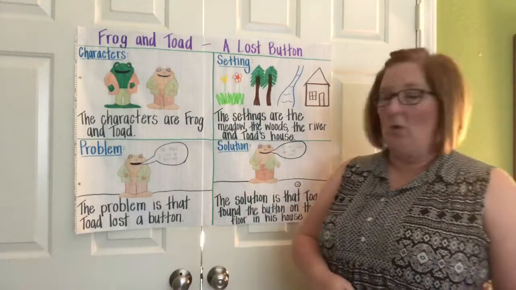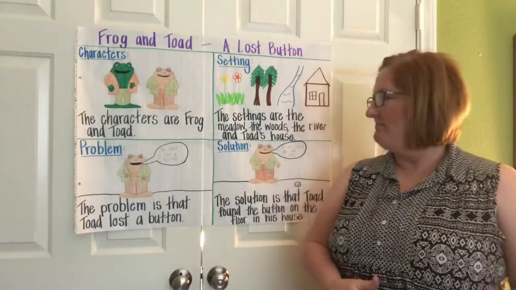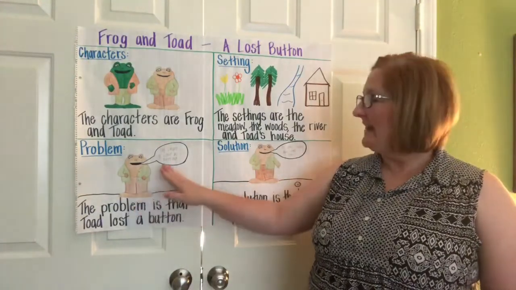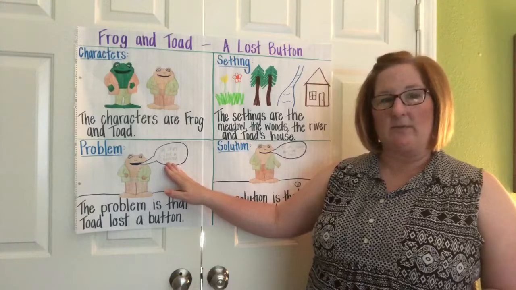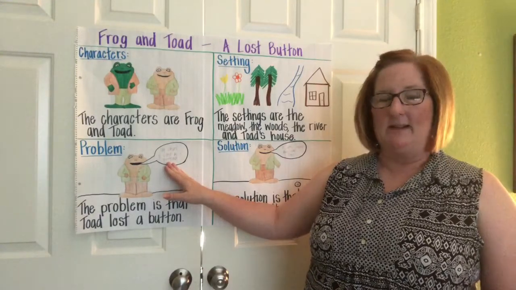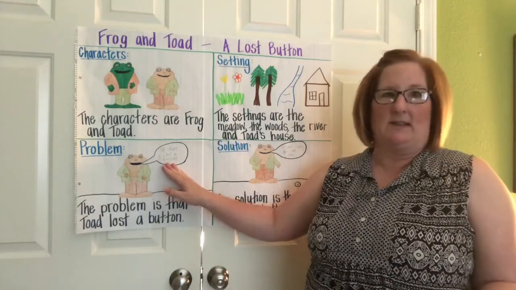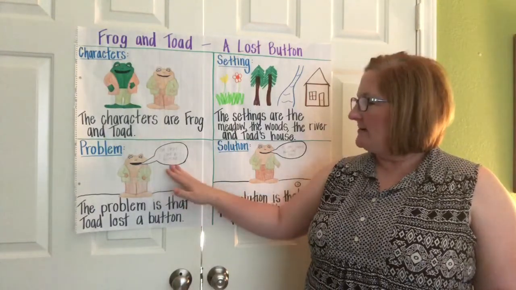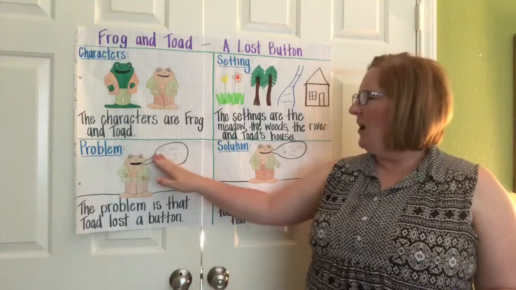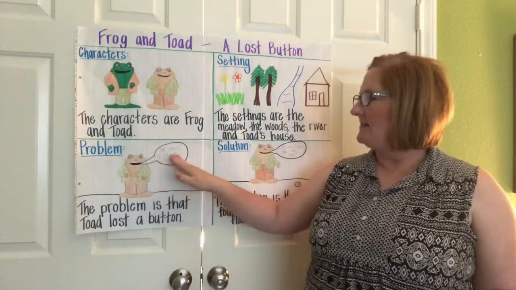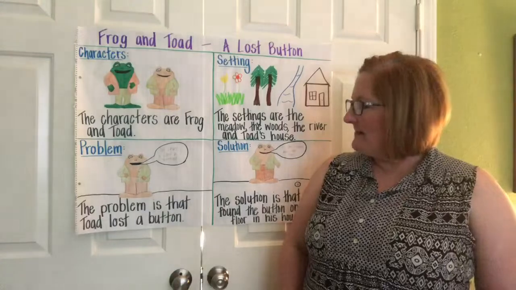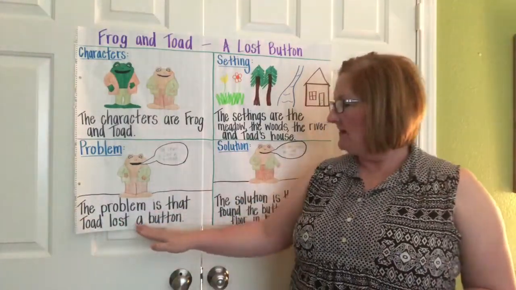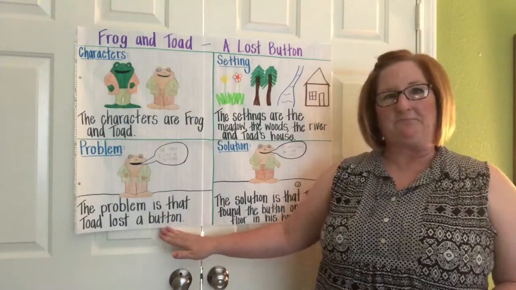Now, in this story, there's a big problem. So in my picture, I drew Toad, and I even used some of his words from the story to show what the problem is. In the story, guys, he loses one of his buttons, and they go searching for it. So if you remember back to the story, Toad says, "Oh, drat, I lost a button." For my sentence, I wrote, the problem is that Toad lost a button.